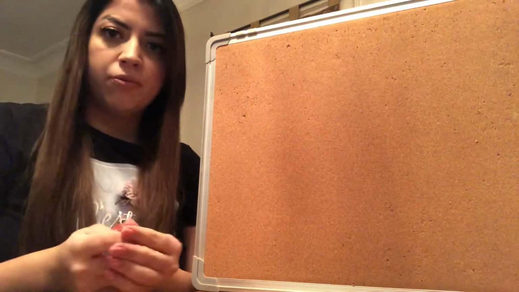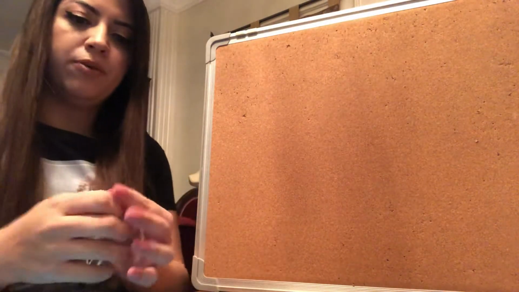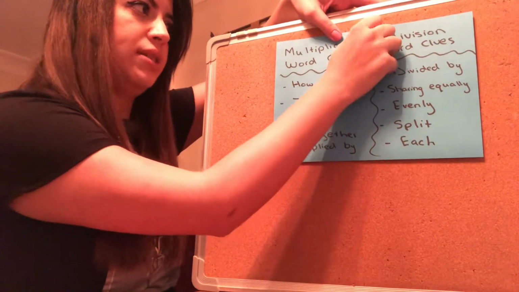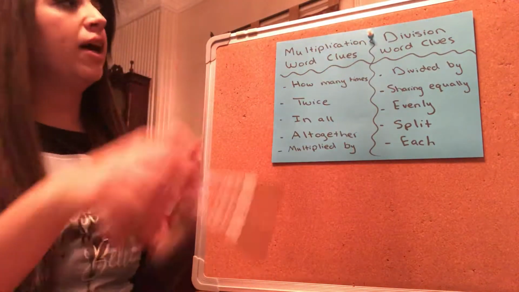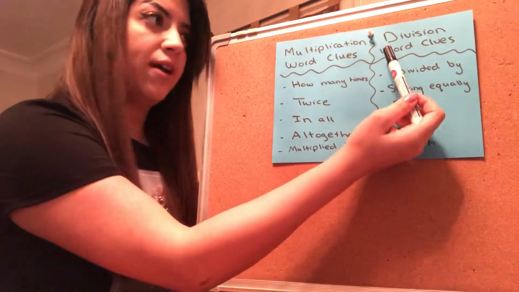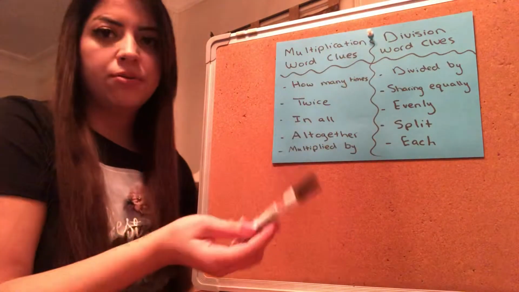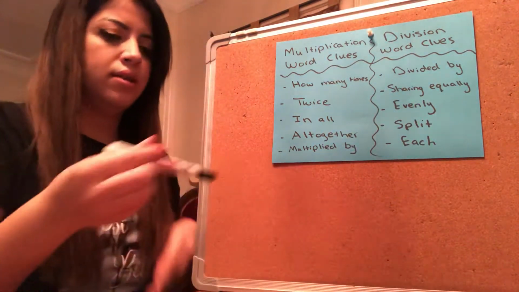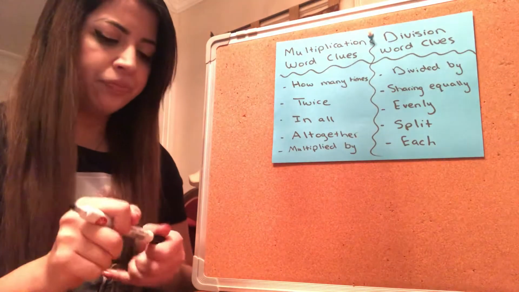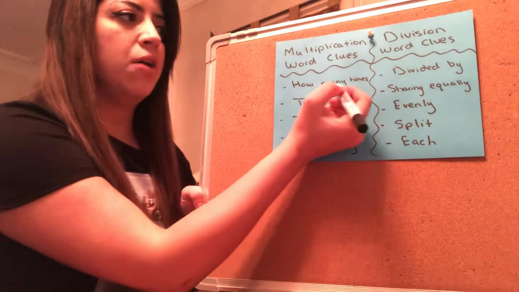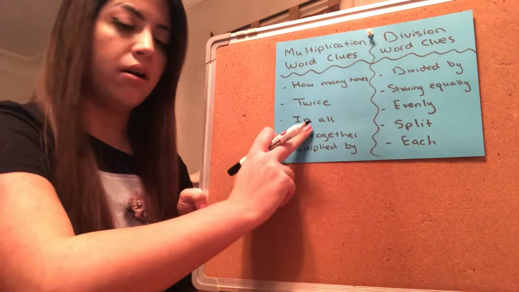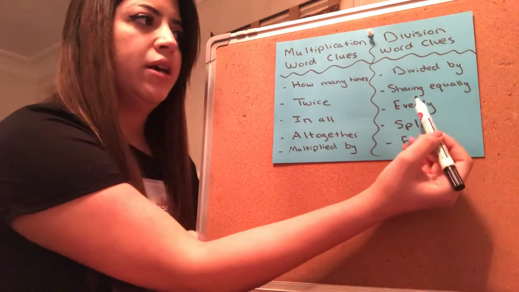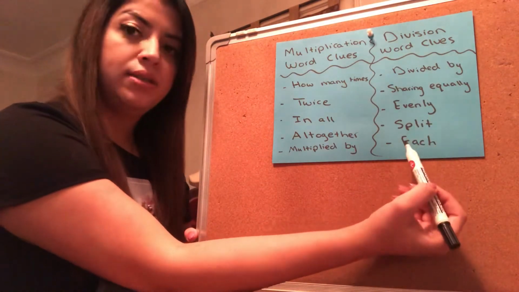Now, before, when we talked about multiplication, we talked about different word problems. In division, we also have word problems, and this is going to help you understand how to solve the word problems. Here we have multiplication word clues, and we have division word clues. Multiplication word clues is when we see the different words in the word problems, and these words help us understand what to do. In multiplication, we have how many times, twice, in all, together, and multiplied by. In division, we have divided by, sharing equally, evenly, split, and each.